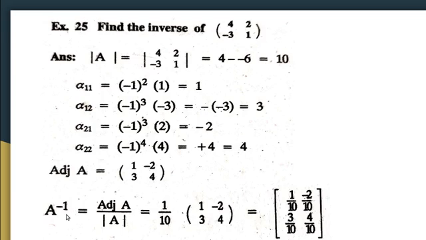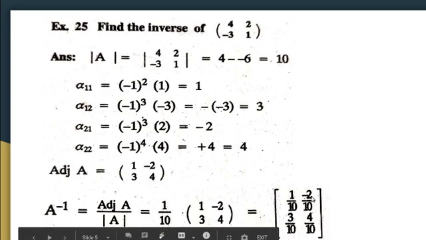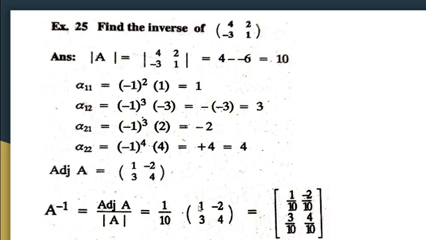Then A inverse is equal to adjoint A by determinant A. We have determinant A value as 10. So 1 by 10 into the adjoint matrix. That will become this type of matrix. We have to divide all the elements by 10. So A inverse is this matrix.